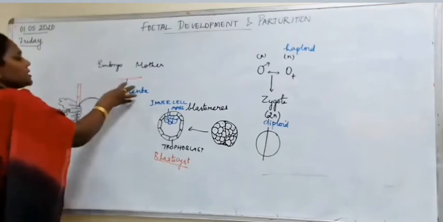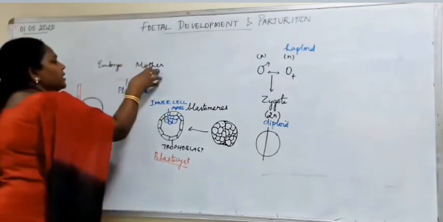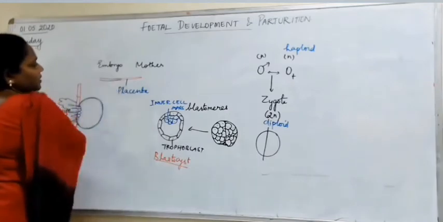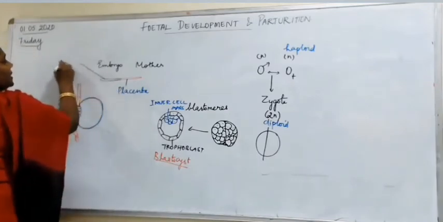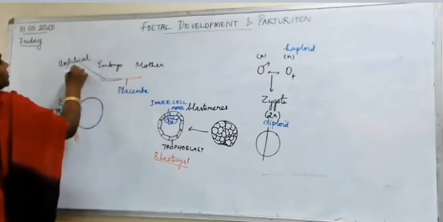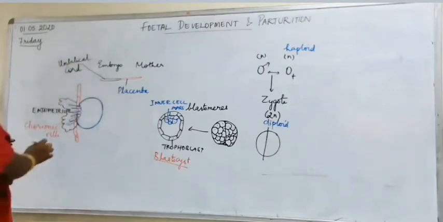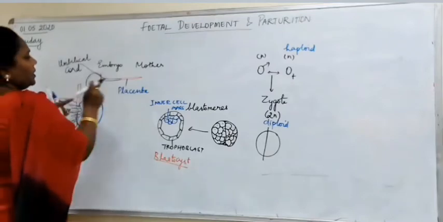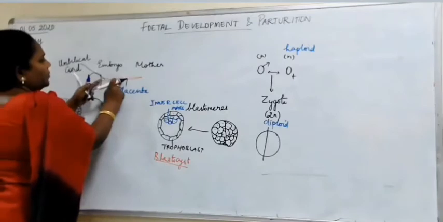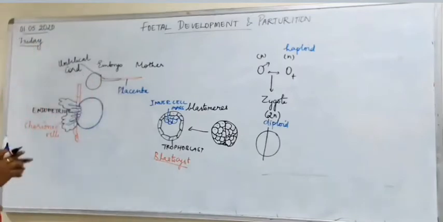So how is this placenta connected from the mother to the embryo? It is connected with the help of the umbilical cord. What is this called as? Umbilical cord. Can you understand? If this is the embryo, the placenta is connected from the mother to the embryo with the help of the umbilical cord. Can you understand this?